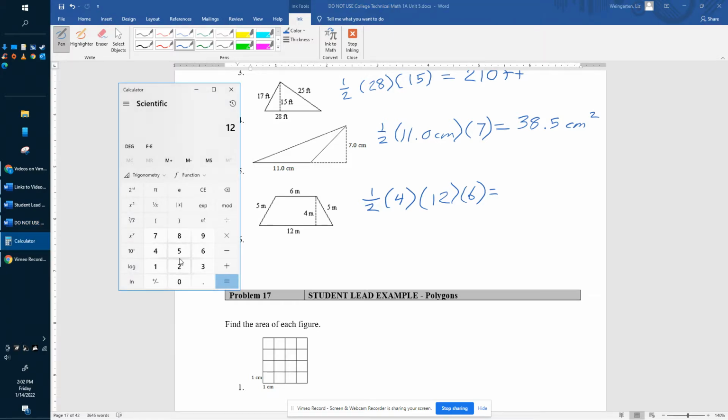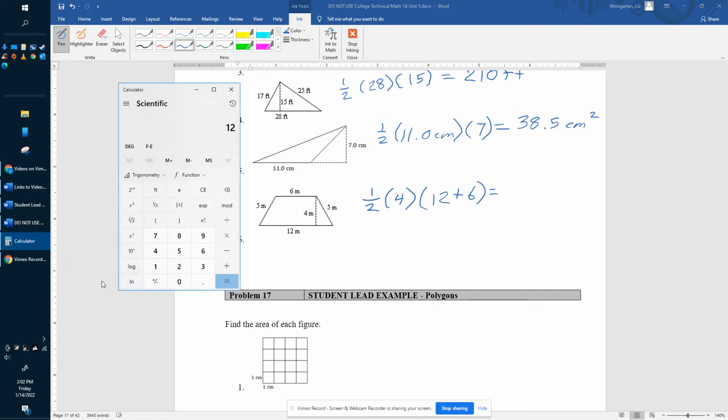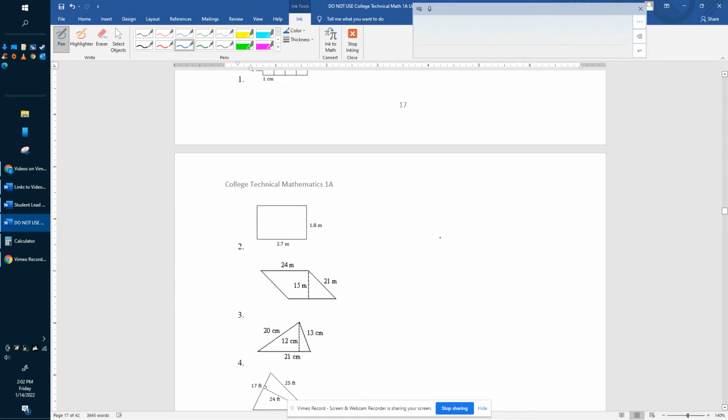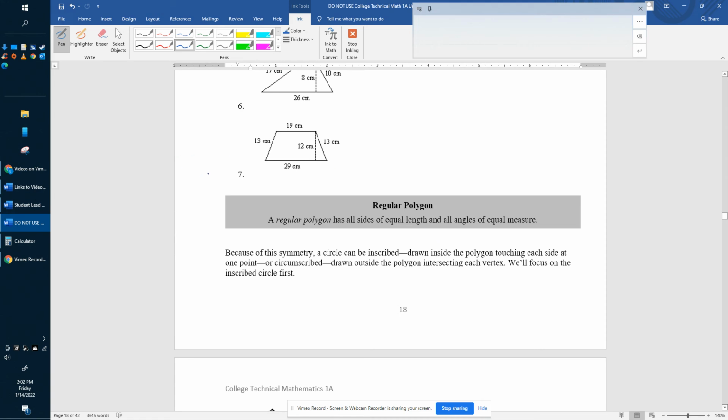So 12, oh, sorry, that should be plus, not times. Let's get that right now. This is 12 plus 6. 12 plus 6 times 4 divided by 2 is 36. So this is going to be 36 meters squared. So go ahead, work on problem 17, and in our next video we will talk about regular polygons.